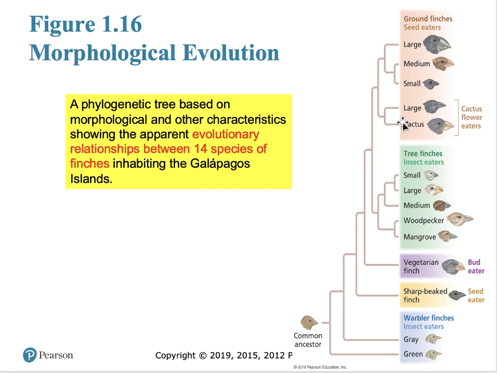Not only that, if you have the right information, you can also generate the length of these arms proportional to time. So here will be a time factor. This will be a very ancient common ancestor, and then this will become more recent, and this will be the present day. So you can see that the medium size and the small ground finches are more closely related to each other than they are to the large ground finch. And that's the way to read these diagrams.